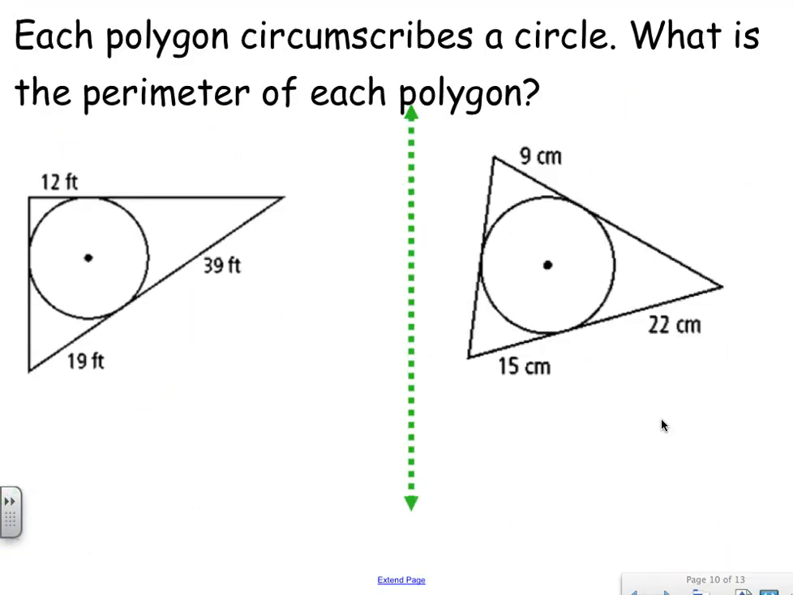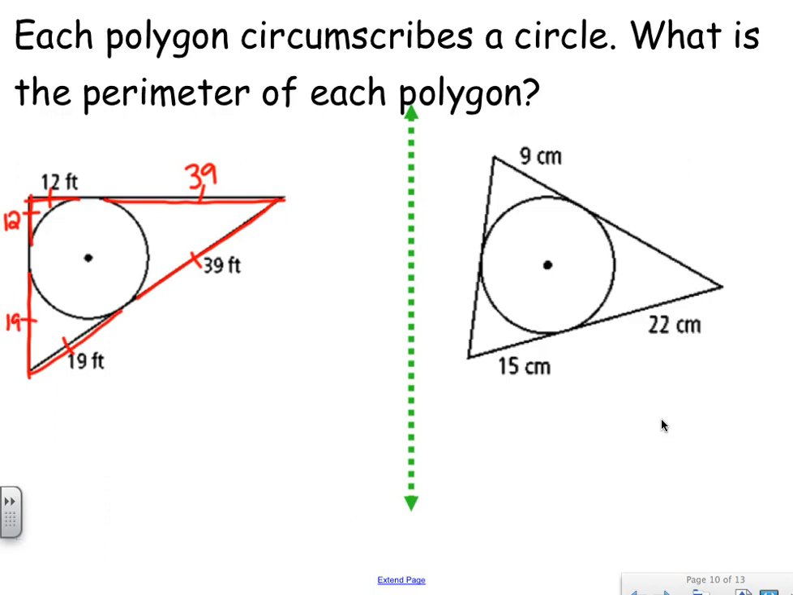So here's an example. I have a circle inscribed in a triangle. So what happens is you have two tangent lines that meet at a point. So this is the same as this. So I know that this piece is also 39. So same thing here. I've got two tangent lines that meet. So if that is 12, so is this. Again, two tangent lines that meet. So if that side is 19, then this side is 19.